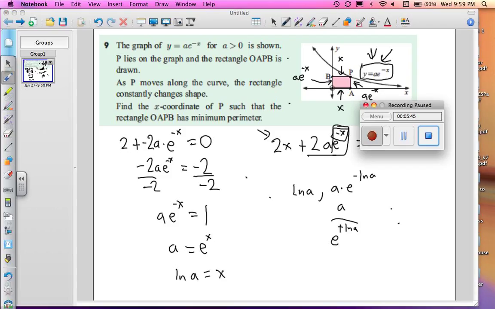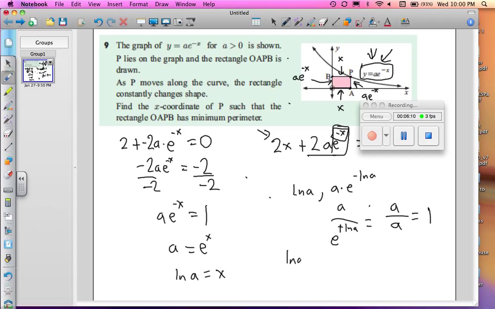Okay, hold on. Sorry about that. I forgot that because I brought it down to the denominator, it becomes positive. So anyways, back to this. So this ends up equaling a over, now e to the natural log of a just becomes a. And a over a equals 1. So my coordinate is natural log of a, 1.